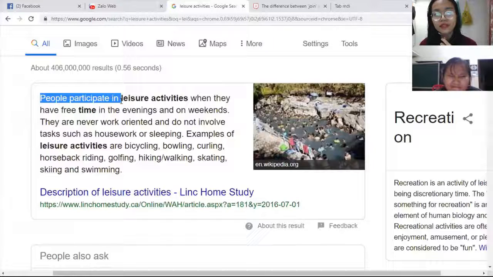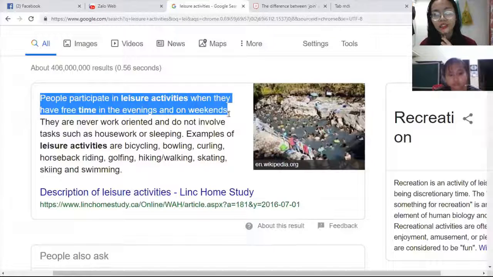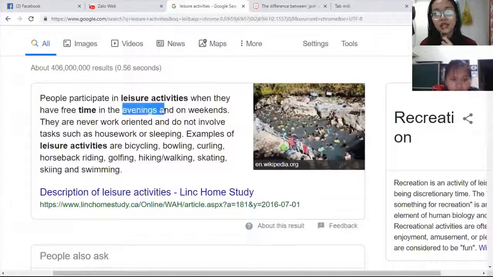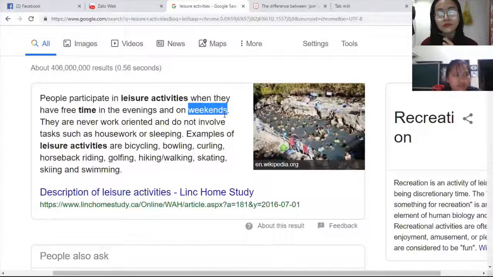People participate in leisure activities when they have free time in the evenings and the weekends. This means that the time here is evenings or weekends. It is a holiday, right? So vacation, you have leisure time. Why does it need to be the evenings and weekends? Because this is the time you are not working or not studying, right?